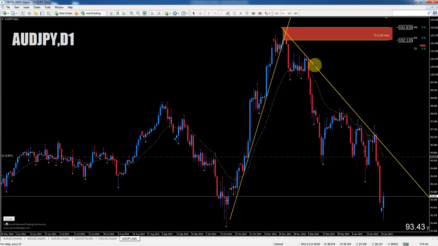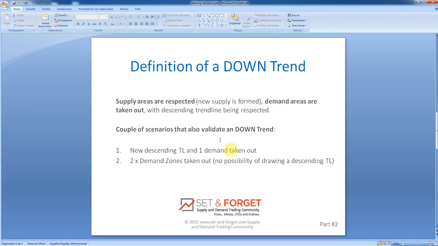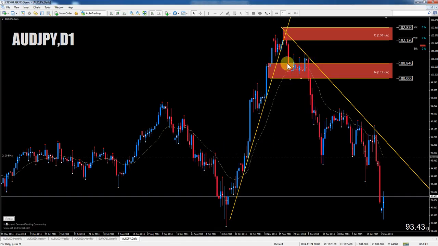That is this one with this one, and one area of demand being removed. Once we have that happening, okay, new descending trend line and one demand area taken out, we consider that we have a downtrend. And that happens exactly when we have this peak, second peak, and once we make a lower low than the low of the second leg of this peak. Right there, we are in a downtrend. Okay? So, else it would be consolidation. The removal of one area of demand doesn't mean we have an opposing downtrend. So, that is the scenario.